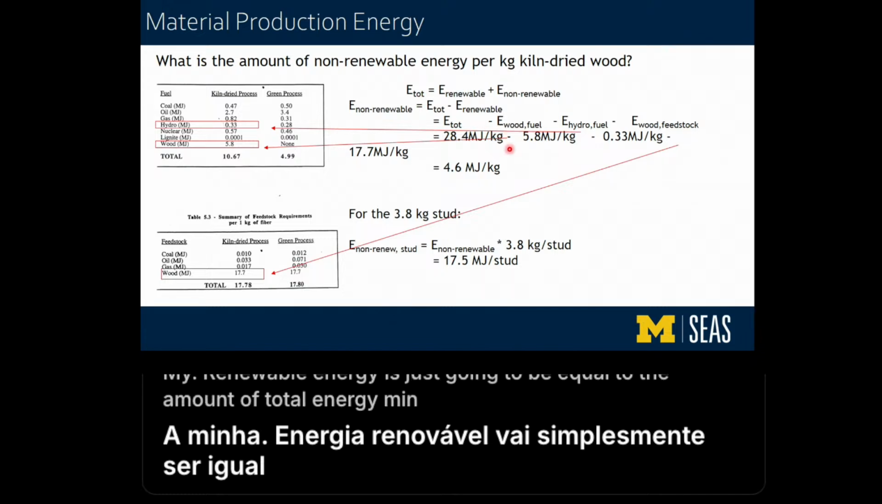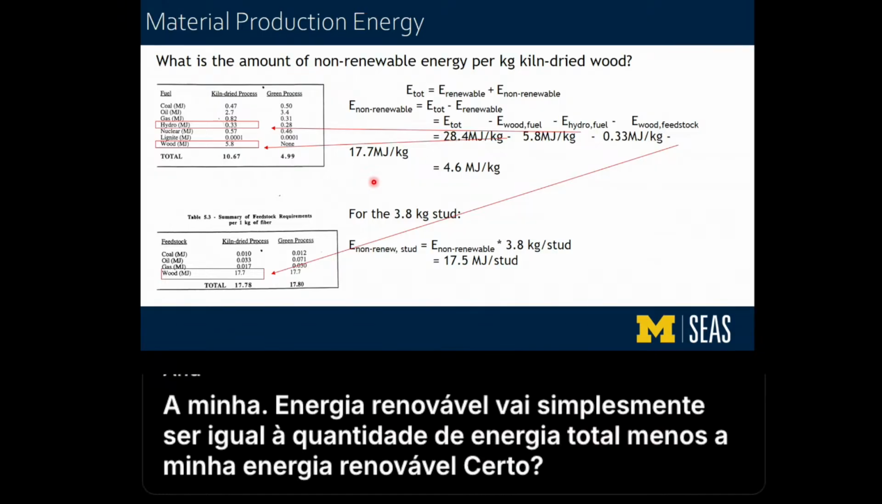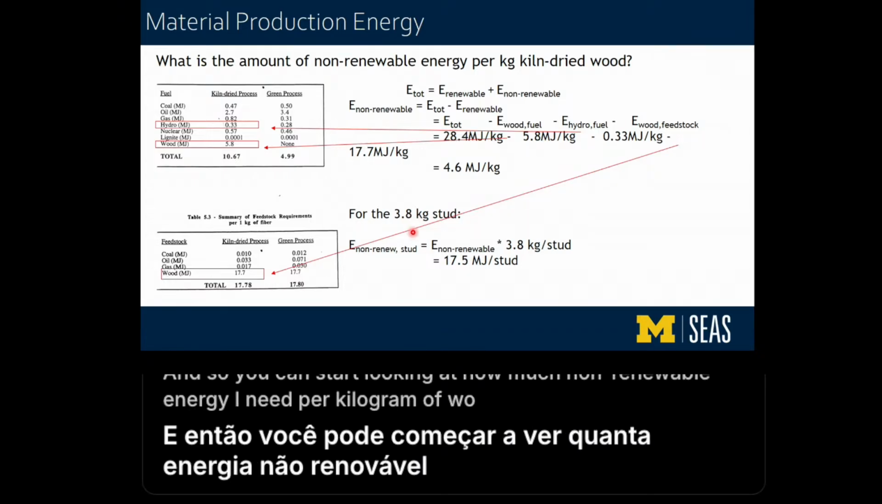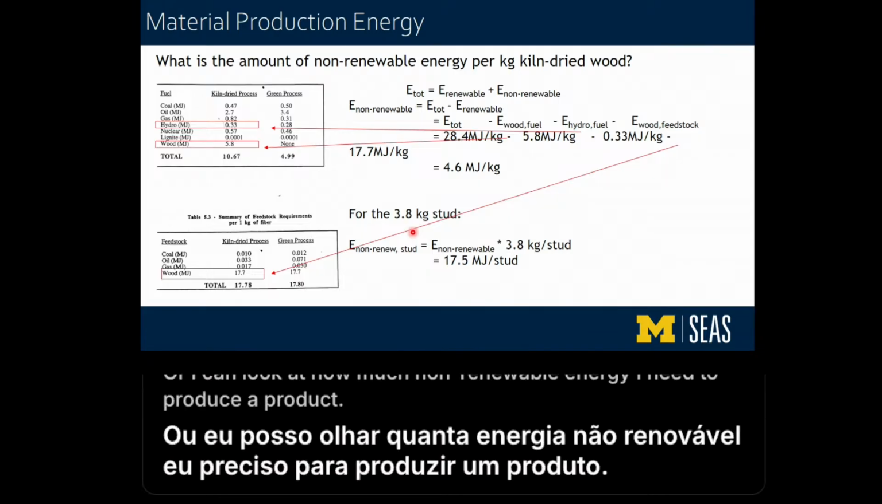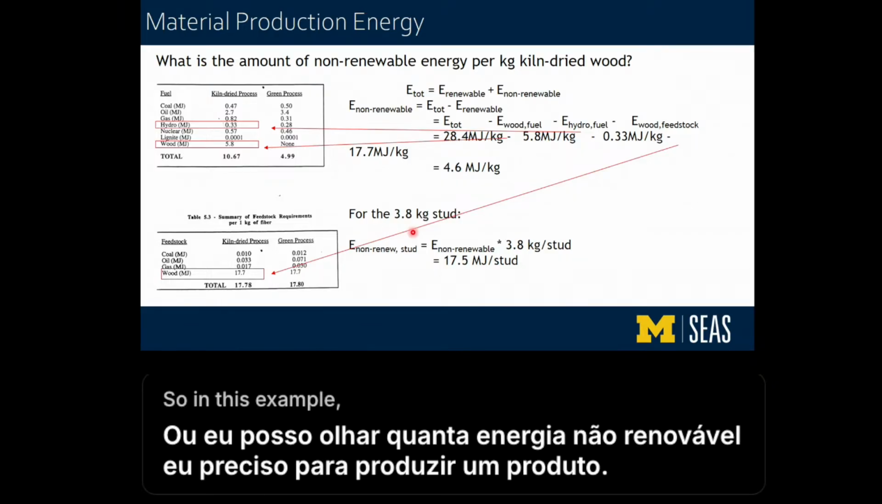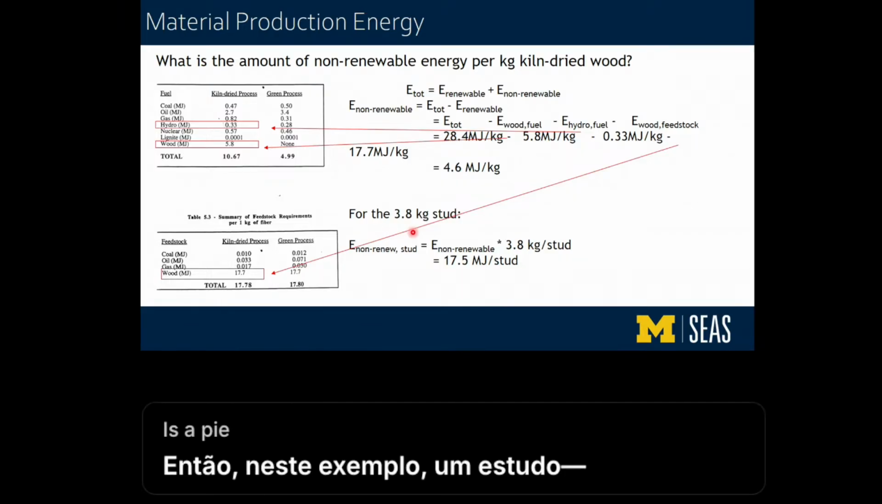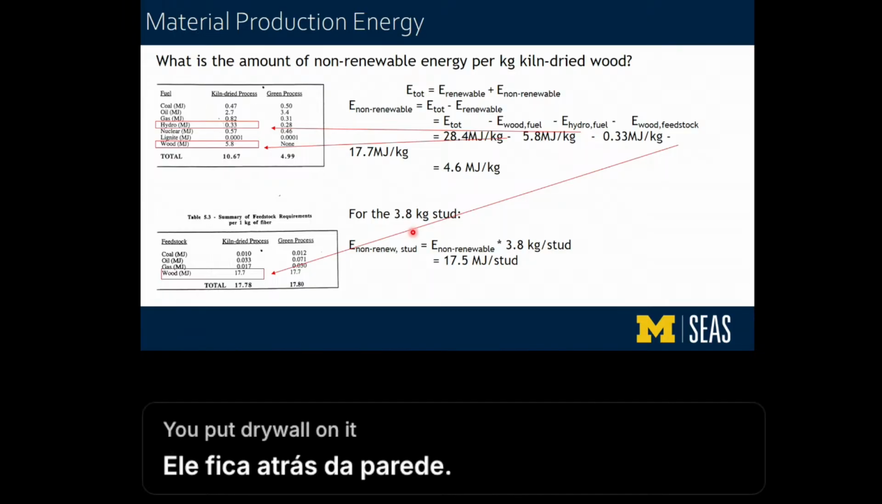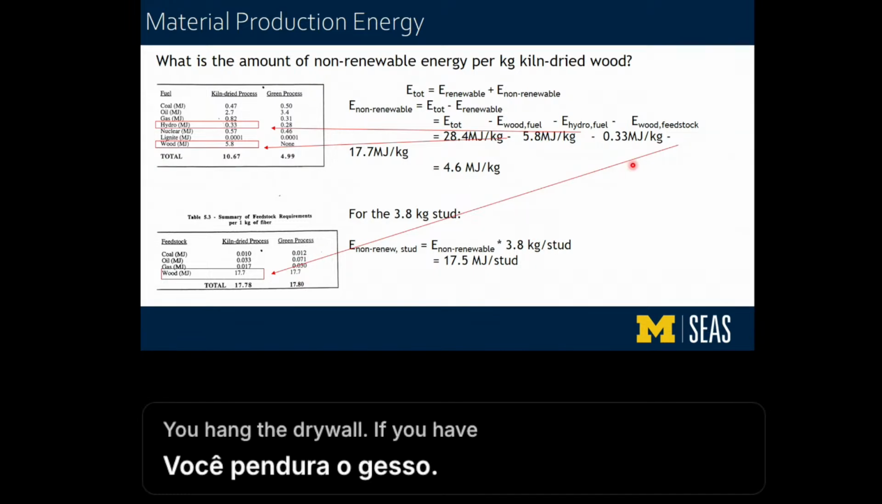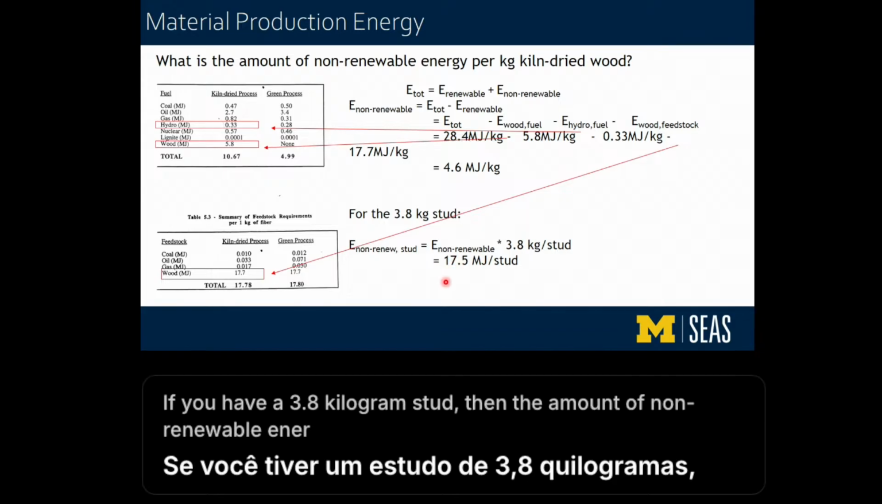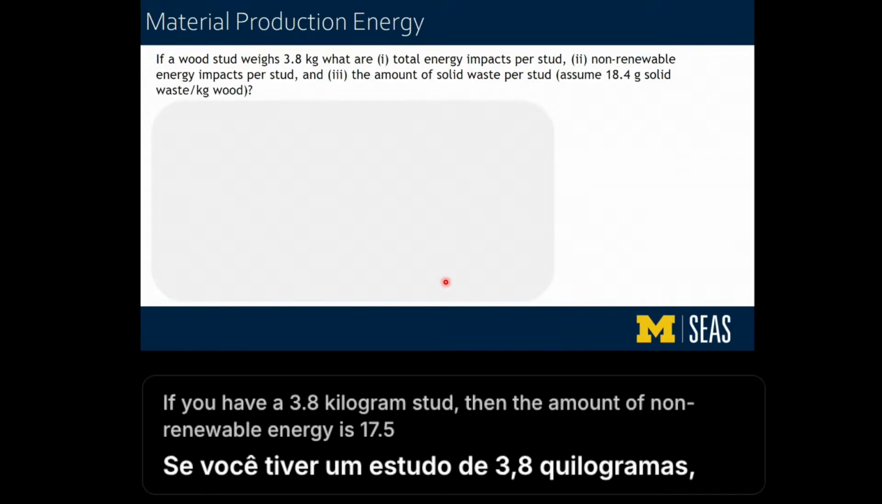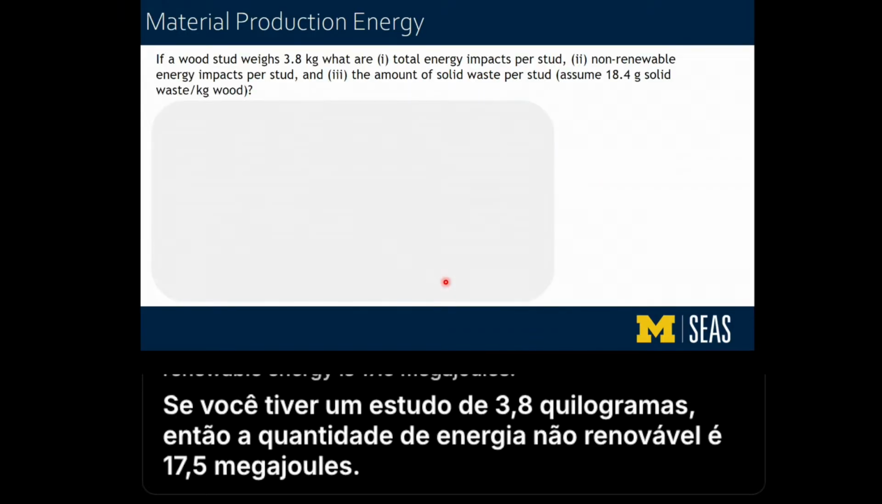And so you can start looking at how much non-renewable energy I need per kilogram of wood, or how much non-renewable energy I need to produce a product. So in this example, a stud is a piece of wood that supports a wall, right? It's behind the wall. You put drywall on it. You hang the drywall. If you have a 3.8 kilogram stud, then the amount of non-renewable energy is 17.5 megajoules. So now we can start answering different questions, all right?